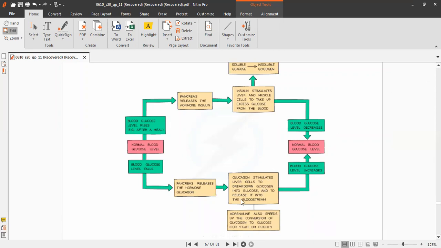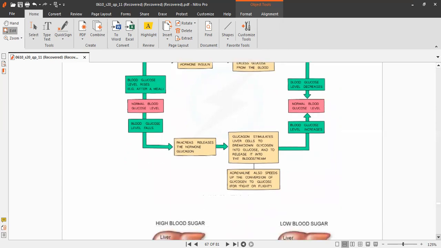Here's the effect of adrenaline. Adrenaline speeds up the conversion of glycogen to glucose for fight or flight. Blood glucose level increases, and here is the normal blood glucose level. Here we have no need for insulin, but we need glucagon and adrenaline, because glucagon here stimulates liver cells to break down glycogen into glucose.